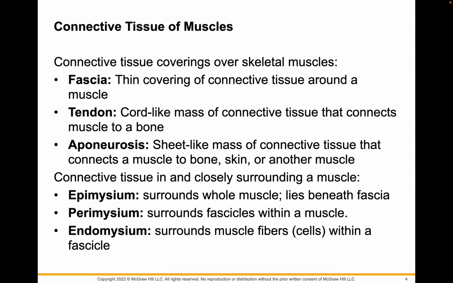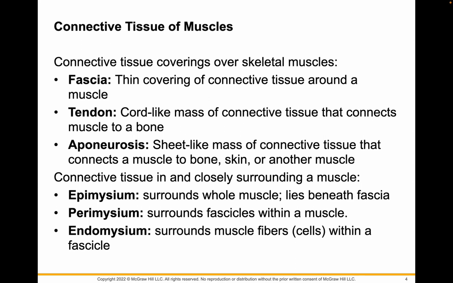So once we open up the whole muscle, we're going to find smaller structures inside, and they will be wrapped in boxes called perimysium. And after we open the perimysium and look inside, there will be smaller structures, and those will be wrapped in endomysium, and that is going to be the cell.